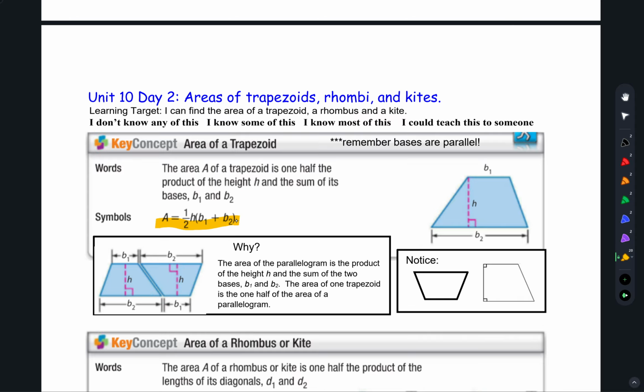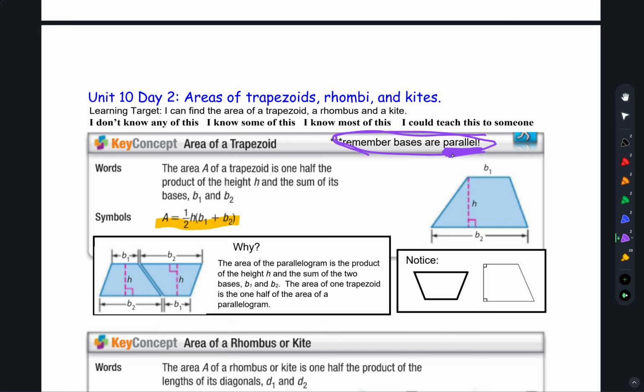The only difference is that instead of 1/2 height times base, we have to add the two bases together, base 1 plus base 2. So that's where our formula is coming from. Another very important thing, this is probably going to be the most missed thing on this next quiz: for trapezoids, we have to make sure that whatever we pick to be the bases are the two sides that are parallel. That is super important. We can't just pick any two sides of this trapezoid. It's got to be the ones that are parallel.